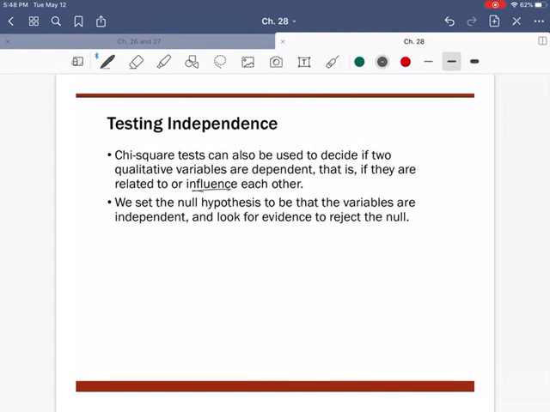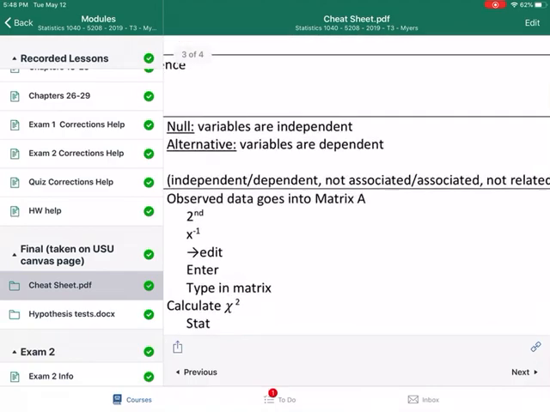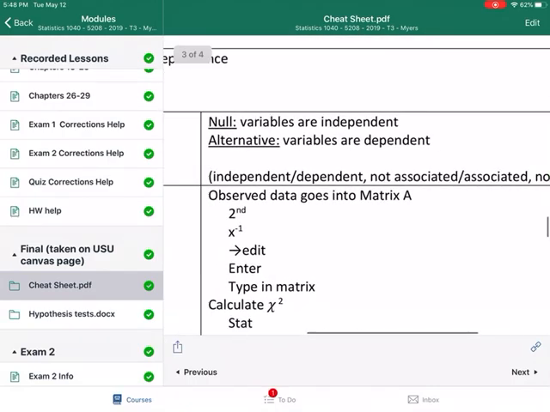Okay, the word independence means one thing doesn't influence the other. So chi-square test can be used to decide if two qualitative variables, qualitative means non-numbers, are independent. That is, if they are related to or influence each other. We set the null hypothesis to be that the variables are independent, so the two variables have nothing to do with each other. And we look for evidence to reject that null. We look to see if maybe, actually they are dependent.